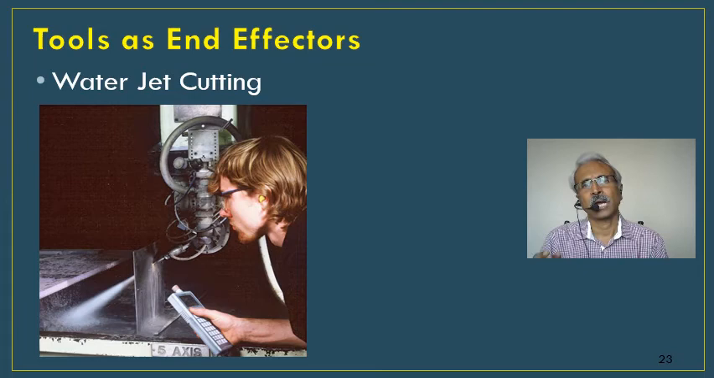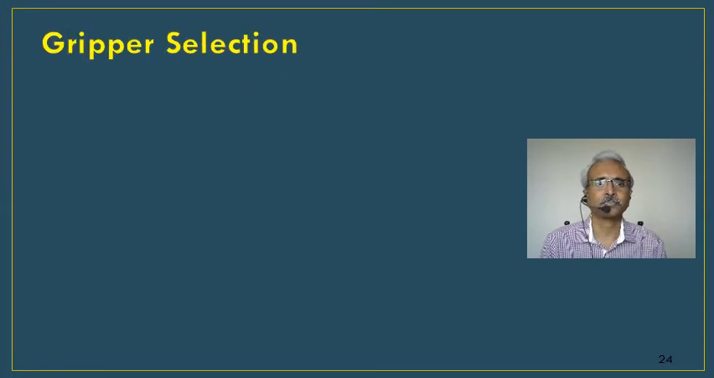A water jet or a water gun is attached to the wrist of the robot, and it acts as a tool. Now, starting from the beginning, we saw so many types of grippers, right? So many types. Then what is the basis on which I select a particular type of gripper? Do I go for mechanical? Do I go for magnetic? Do I go for vacuum? Which type do I choose? On what basis do I choose?